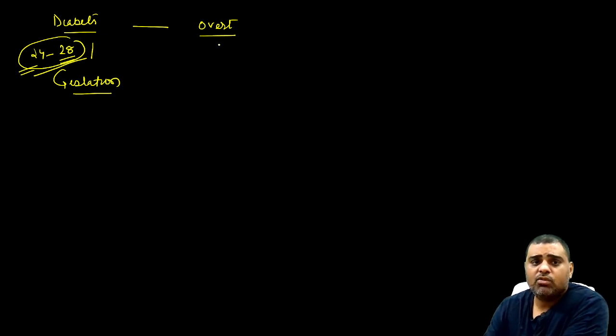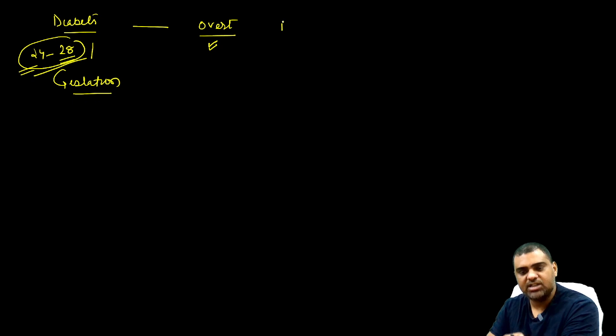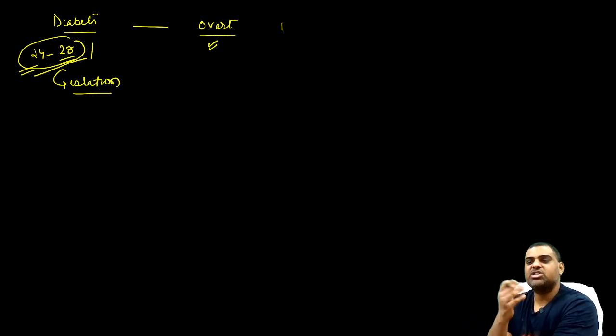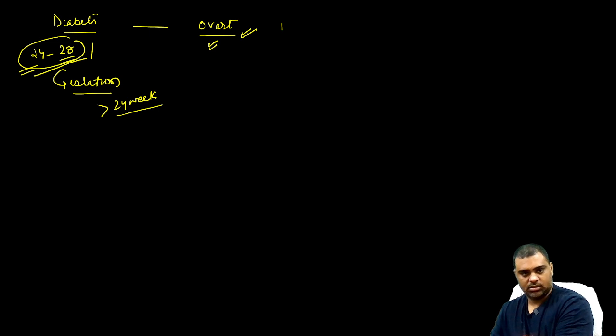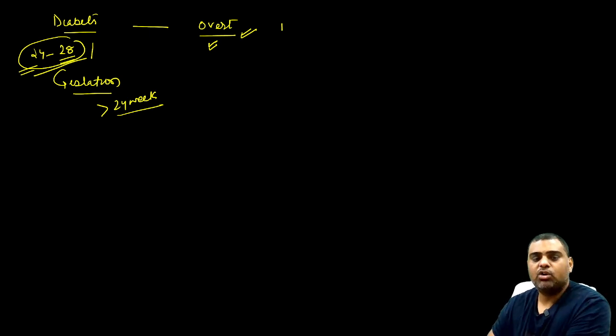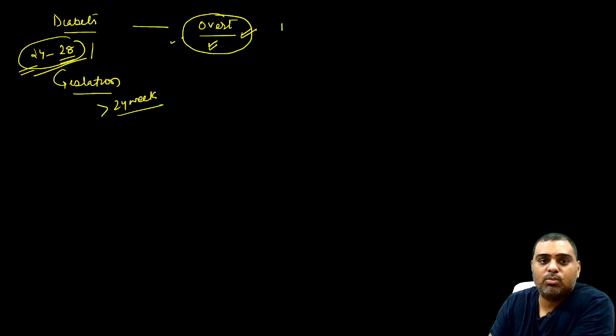Now, what is overt diabetes? Overt diabetes means that the lady was having diabetes and then she became pregnant. And gestational diabetes means that the lady becomes pregnant and then she developed diabetes as a complication of the pregnancy. And this gestational diabetes generally occurs after 24 weeks. Now, which is more dangerous? Please remember, overt diabetes is more dangerous.